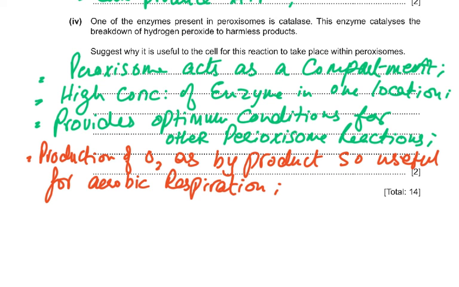So the peroxisome acts as a compartment because it's membrane bound, so the rest of the cell is protected from the hydrogen peroxide, and a high concentration of enzyme in one location provides optimum conditions for the other peroxisome reactions. Then production of oxygen as a byproduct is useful for aerobic respiration. So any of these points, and you have to give me only 2 points to get your 2 out of 2. So this is a very easy question. I'm sure everybody could have figured this out, but be careful when you read the question, and be careful when you write the answers. Thank you very much.